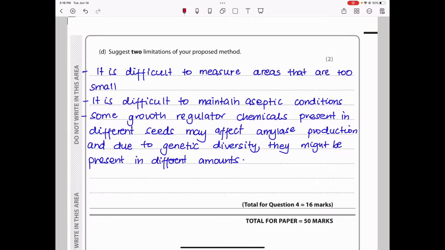And then there is going to be some difficulty in maintaining aseptic conditions because, of course, you have to wash the seeds. What if there are microorganisms that remain behind? That is going to be tricky. And then some growth regulators could be present.